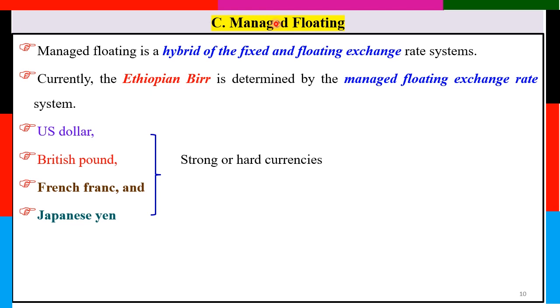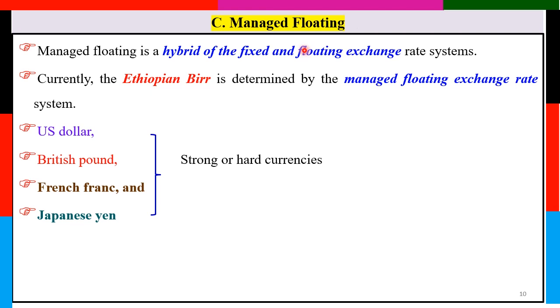The third element in the types of exchange rate is the managed floating exchange rate. Managed floating exchange rate is the hybrid of what? The fixed and the floating exchange rate systems. It is the combination of what? The fixed and the floating exchange rates, which is known as the managed floating exchange rate.